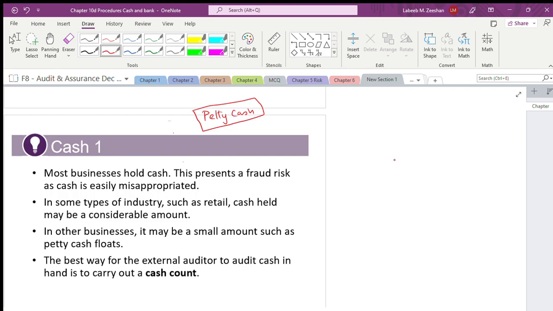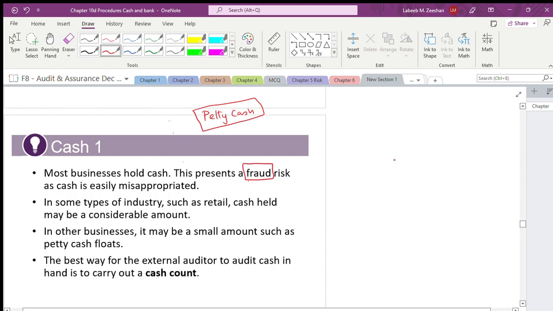Another way: in which type of businesses will cash handling be more? Now you are talking in terms of plastic money, virtual money, e-banking, all those things. Still, if you take into consideration, there is a good amount of cash in circulation in the market. Most businesses hold cash. What will happen if you hold cash? There will be scope for fraud.